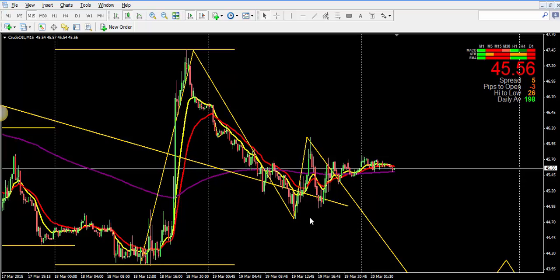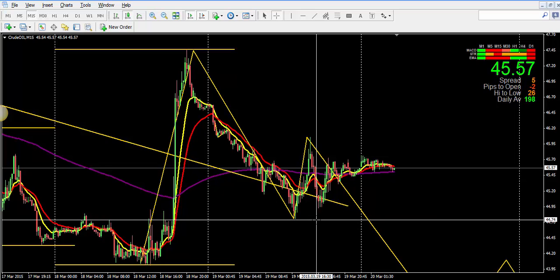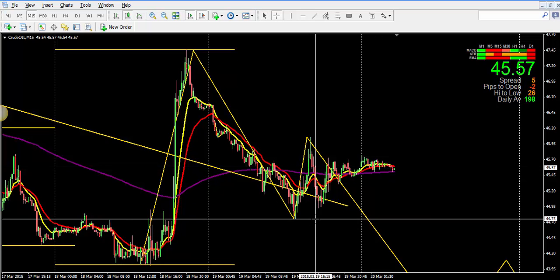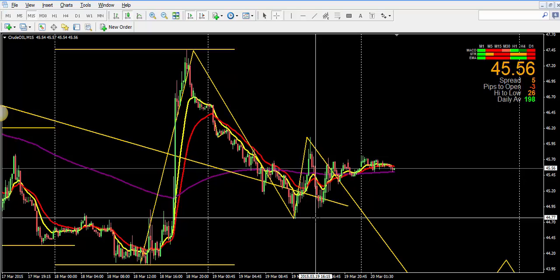But guess what? We went 44.74 yesterday. The next month's contract is actually being traded $2 below. It is around 43. So let's hope. We're just beginning this month.